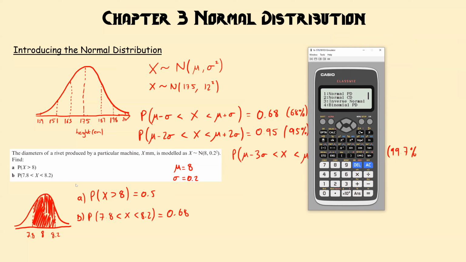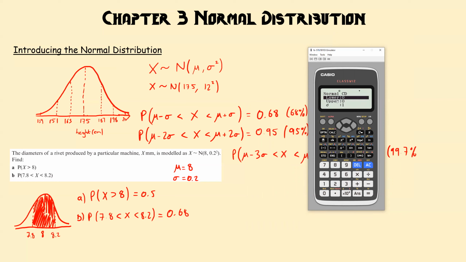Just like binomial, because these are using inequalities, we're going to be using normal CD. In actual fact, for all of the sections we're doing here, it's either going to be normal CD or inverse normal. We're not going to be using normal PD. I don't think I've ever really used normal PD, to be fair. So number 2, normal CD.